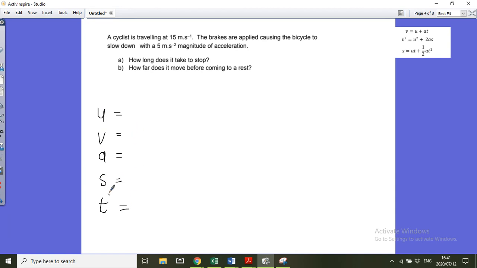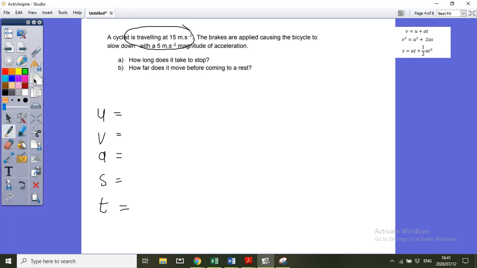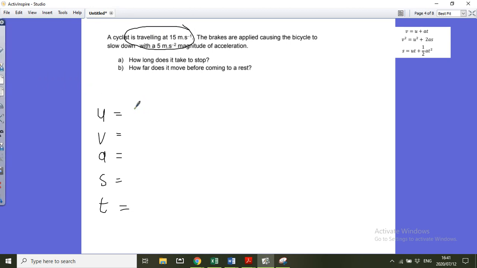And the order does not have to be this, but just write down your values. So they say he is traveling, or she, doesn't matter, at 15 meters per second. So that means the initial velocity when we start to look at her is 15 meters per second. The brakes are applied, causing her to slow down. So now you need to think, this slowing down means it's not in the same direction as the initial velocity. The force is applied against this motion. So therefore the acceleration is going to be minus 5 meters per second squared.